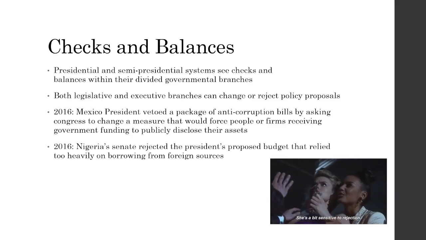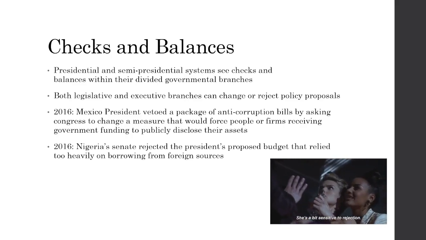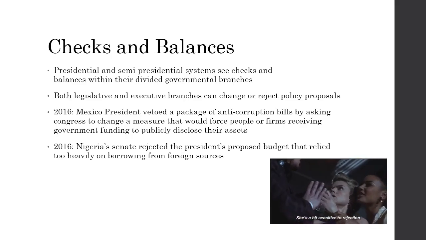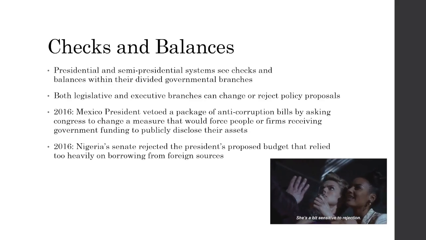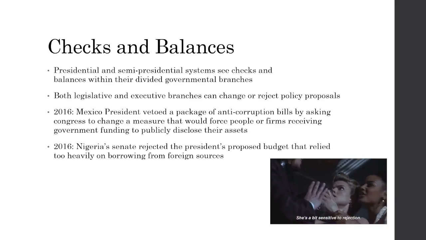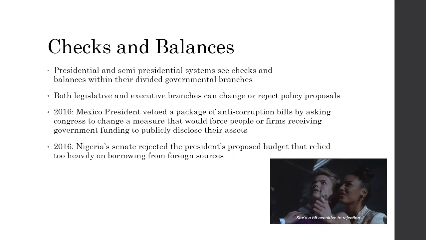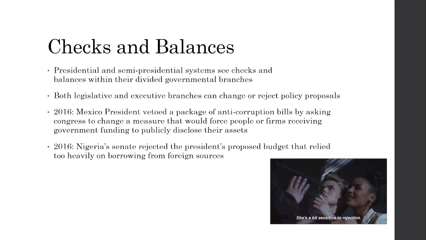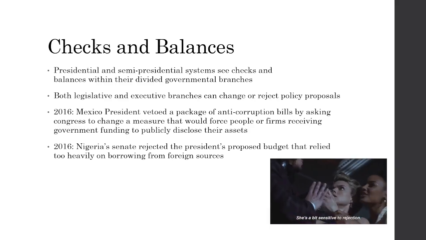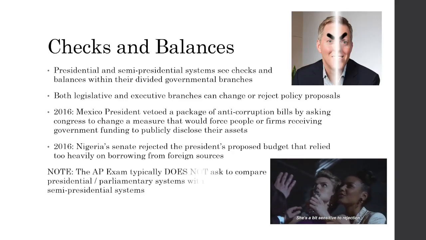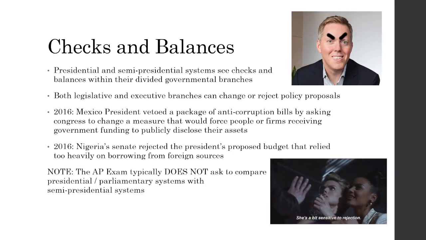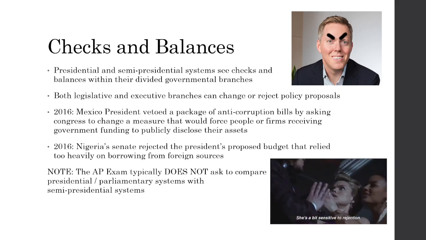This also happened the same year in Nigeria's Senate. A little different. The Senate actually rejected a proposed budget from the executive, so the other way around. Their reasoning was that it relied too heavily on borrowing from foreign countries and increasing their foreign economic dependency. And there have been a lot of processes within Nigeria, especially with them taking loans from international organizations, where they want to decrease that dependency on other countries and increase their domestic business.